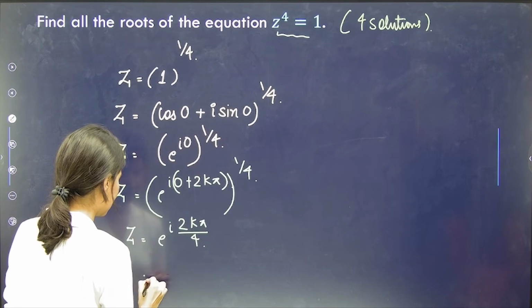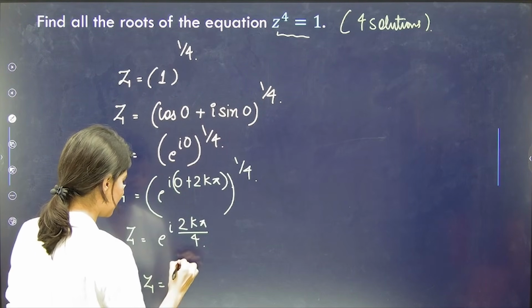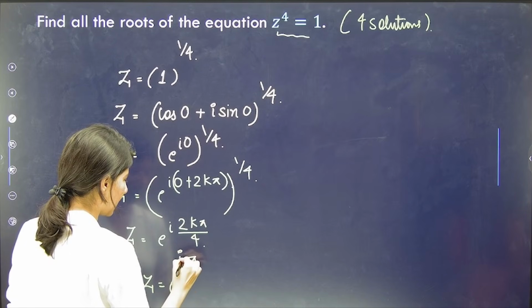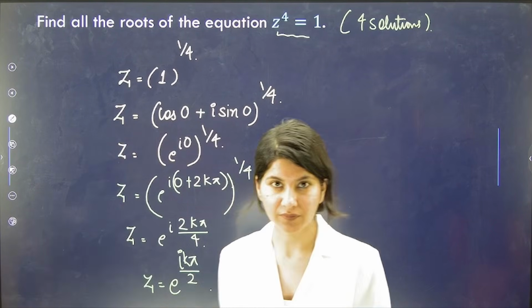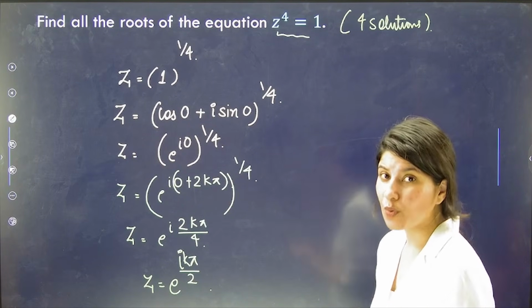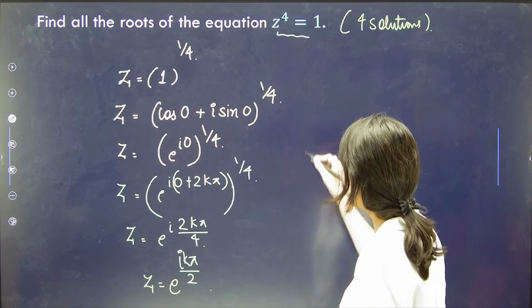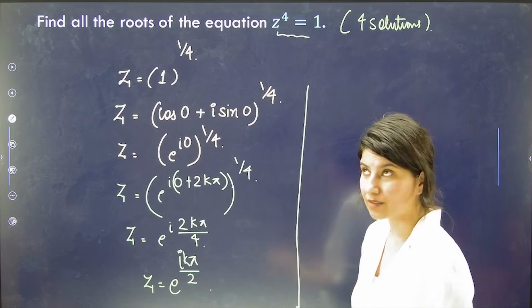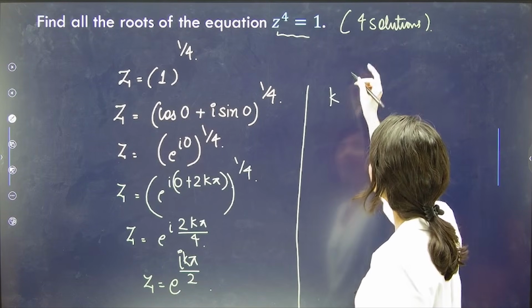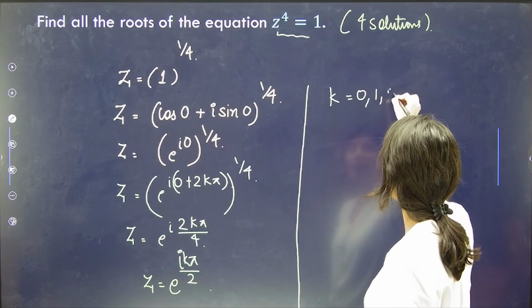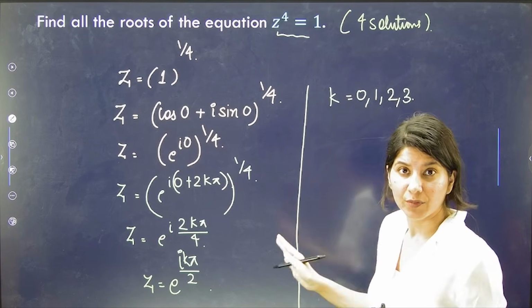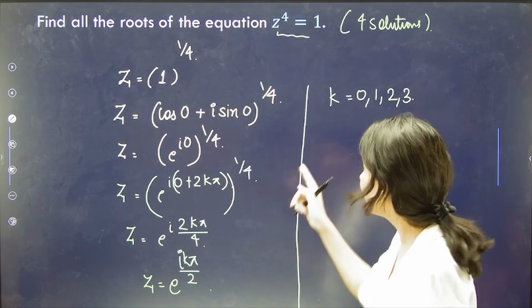So this is z equals e raised to power iota k pi by 2. And now you are here to calculate the solutions. Now the method says that you need 4 solutions. Start with k equals 0, 1, 2 and 3. That's it. Because you need 4 solutions, stop at 3.